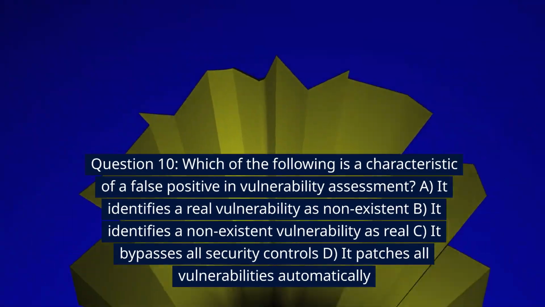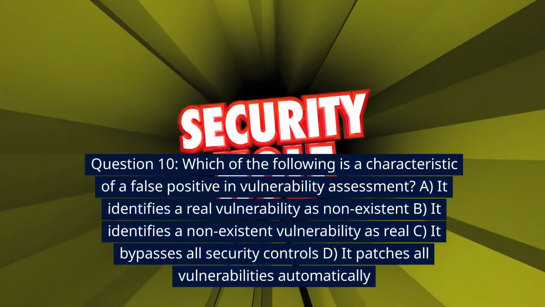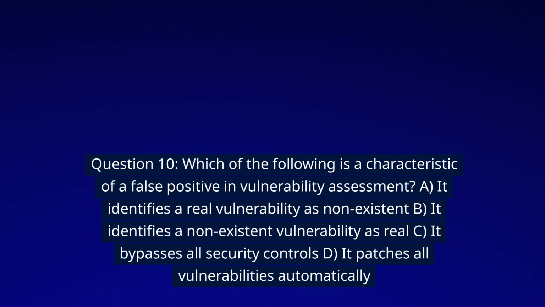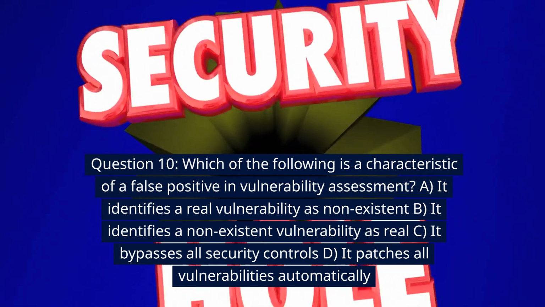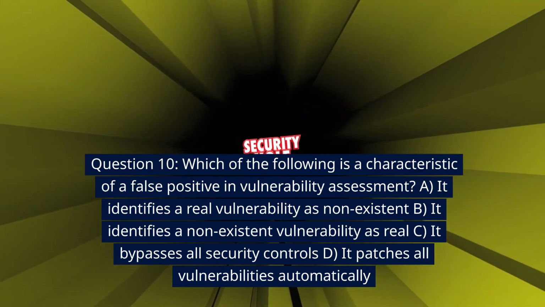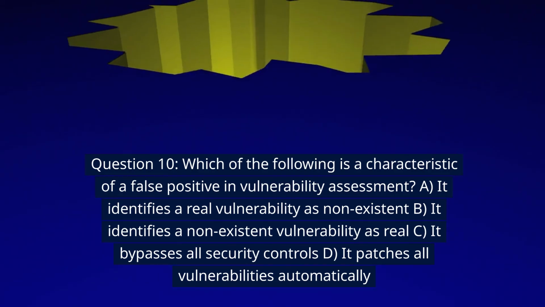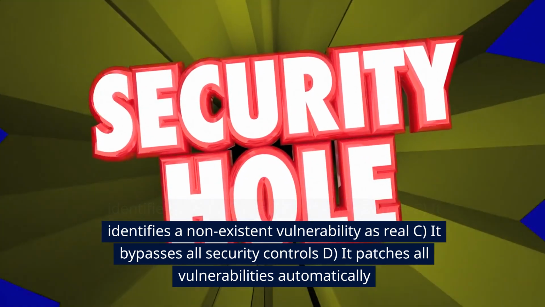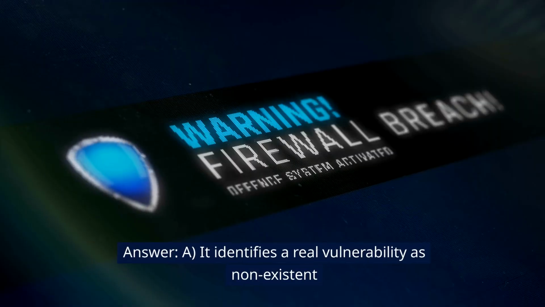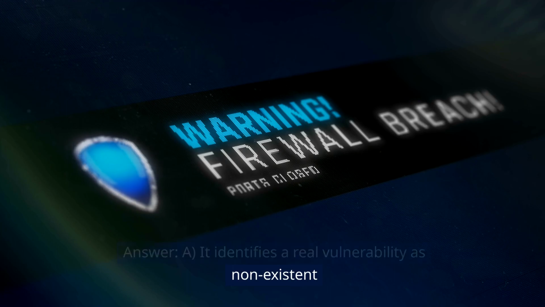Question 10. Which of the following is a characteristic of a false positive in vulnerability assessment? A. It identifies a real vulnerability as non-existent. B. It identifies a non-existent vulnerability as real. C. It bypasses all security controls. D. It patches all vulnerabilities automatically. Answer. A. It identifies a real vulnerability as non-existent.